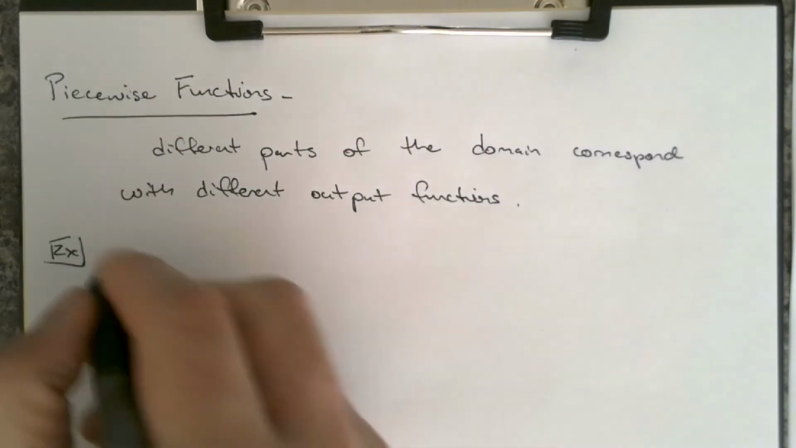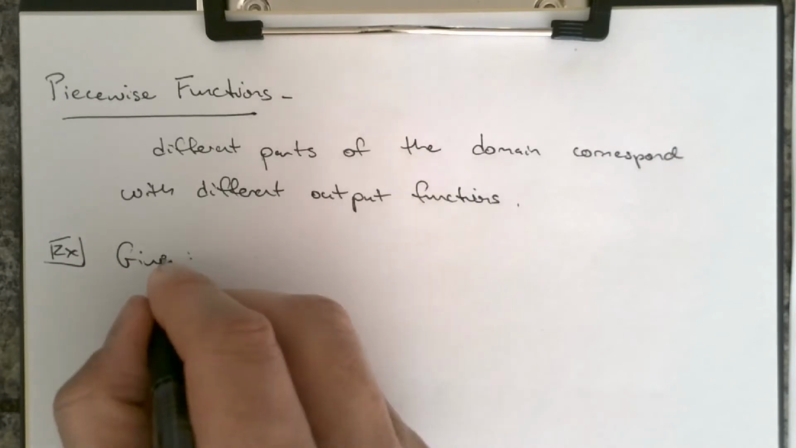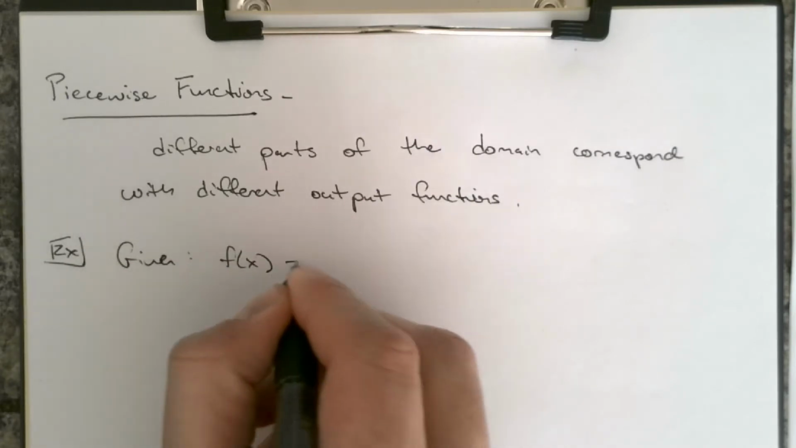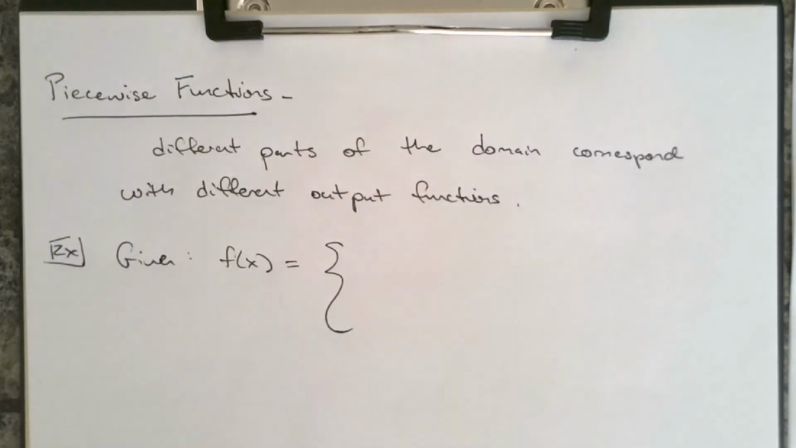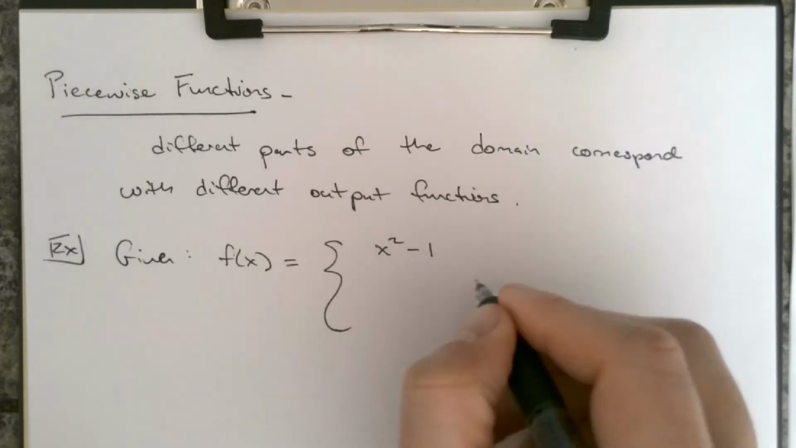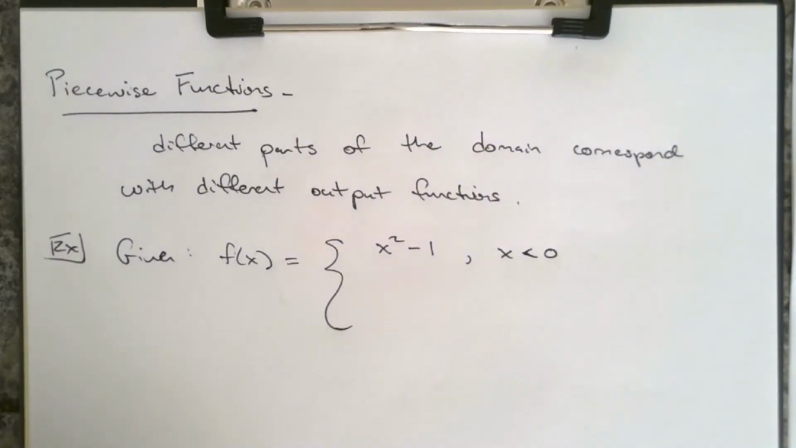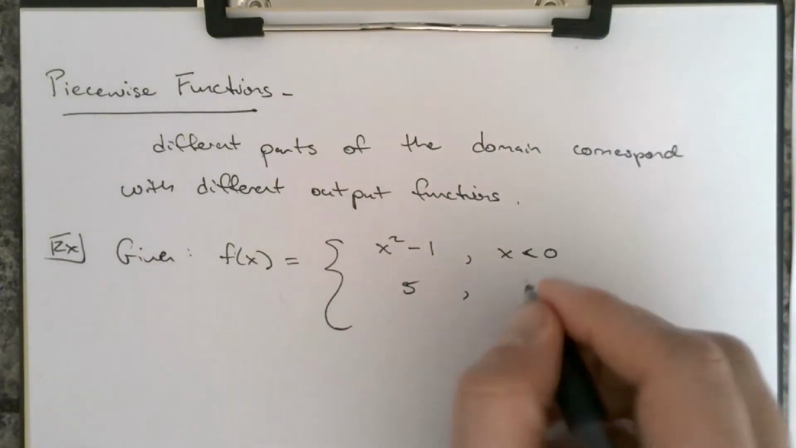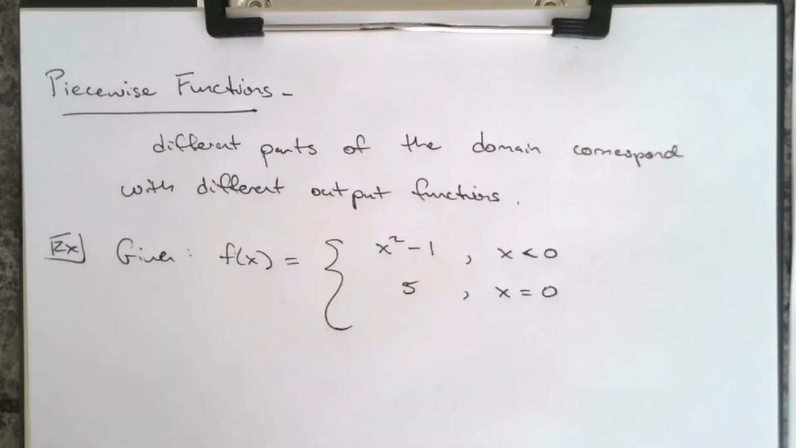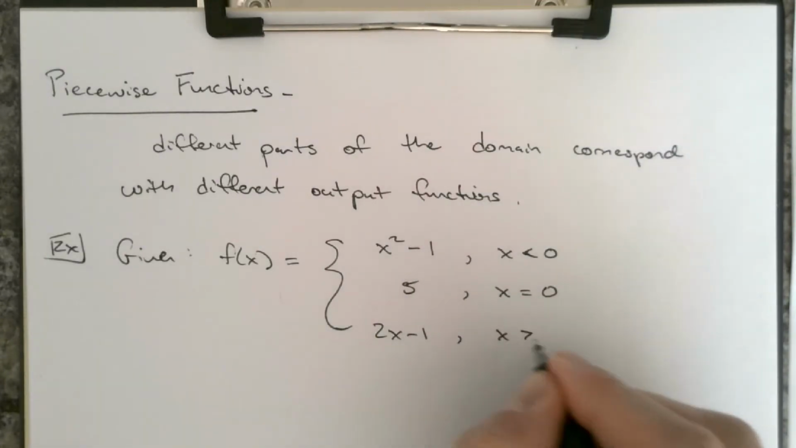So if I said we had f of x equals, now for a piecewise function, you're going to see one of these big curly braces just to define that there's different parts of the function for different parts of the domain. So f of x equals, we'll say, x squared minus 1 for x less than 0, 5 when x equals 0, and 2x minus 1 for when x is greater than 0.